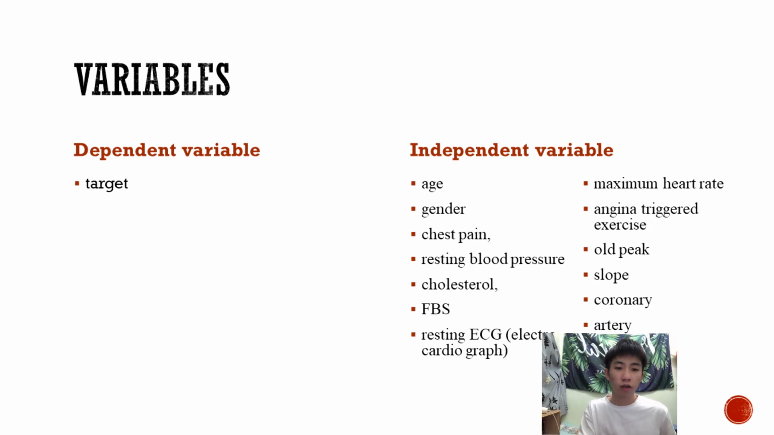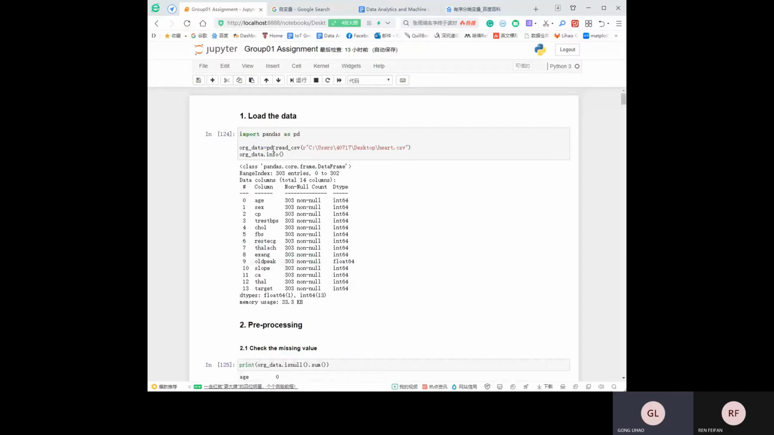Next, our dependent variable will be our target, which is whether the patient will get heart disease or not. So our group will use logistic regression for the dependent variable on each of the independent variables. Now, I'm going to talk about the methodology of the data analysis in Python.